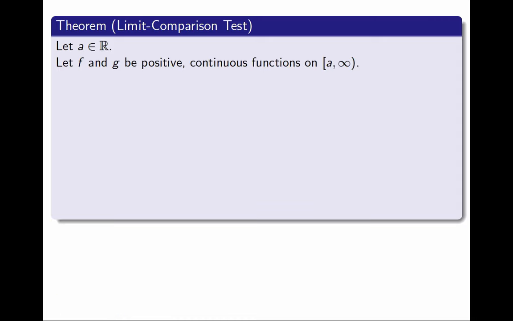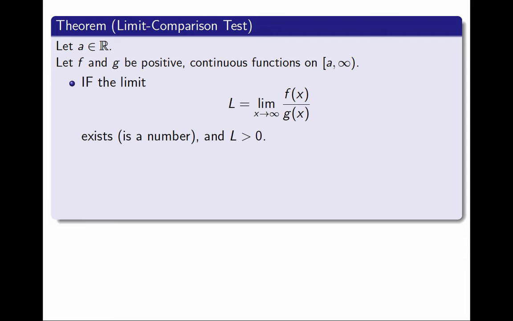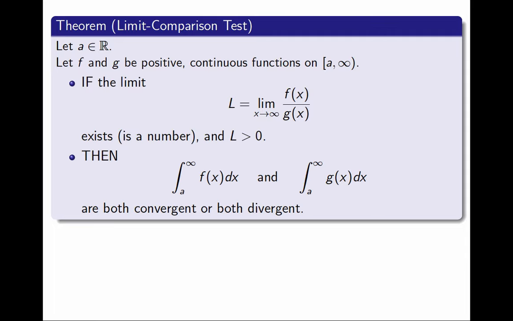I begin with two functions f and g, and I assume they are positive and continuous from a real number a to infinity. And I assume that the limit of the quotient, as the variable goes to infinity, exists and is a number, which is positive. Then the conclusion is that the improper integral from a to infinity of f and the integral from a to infinity of g must be both convergent or both divergent. I assume you have already watched the previous video where I introduced the theorem slower, and I also showed some examples of how to use it.